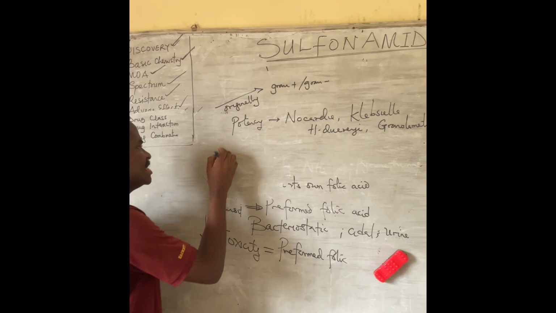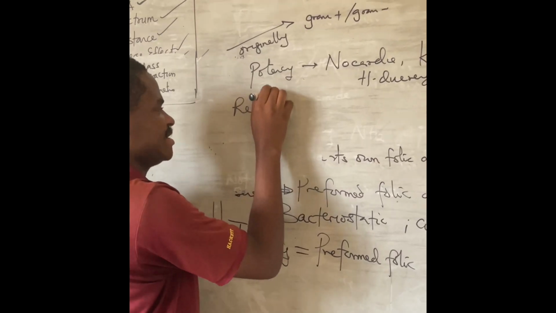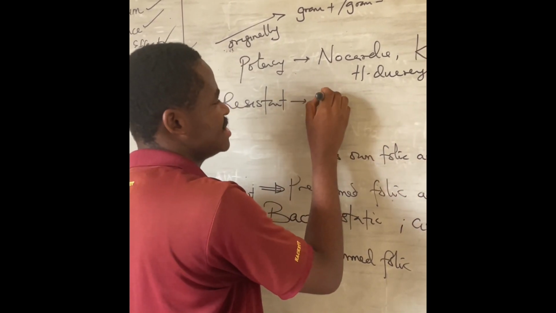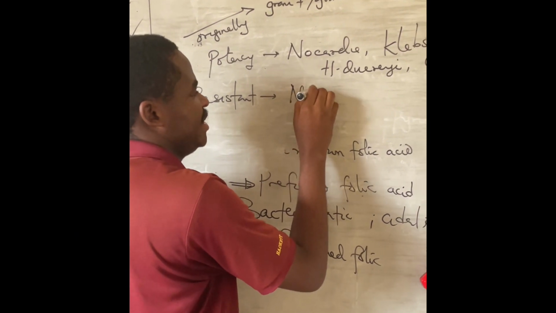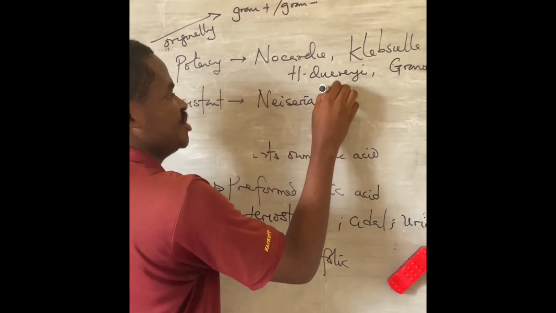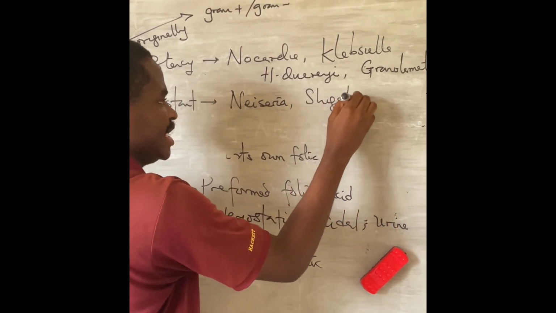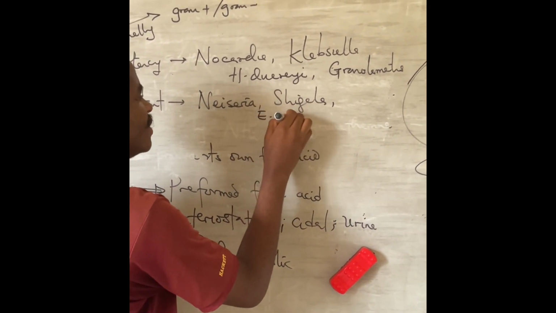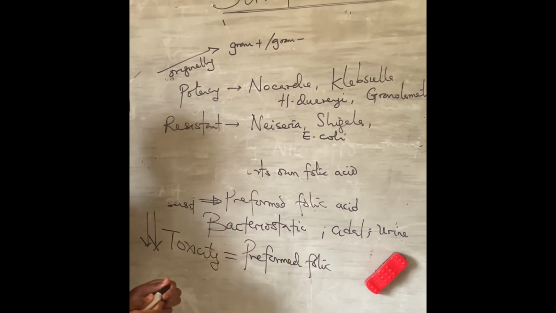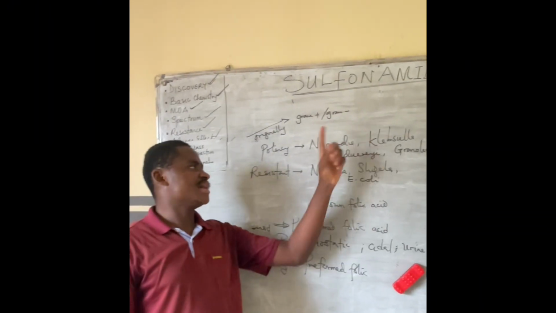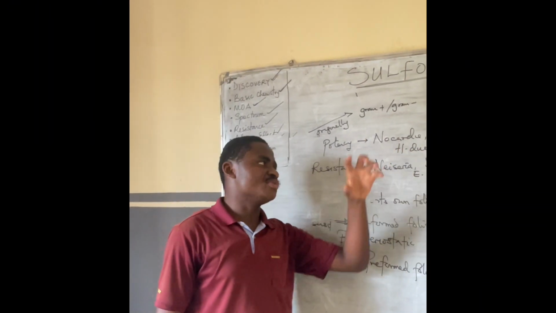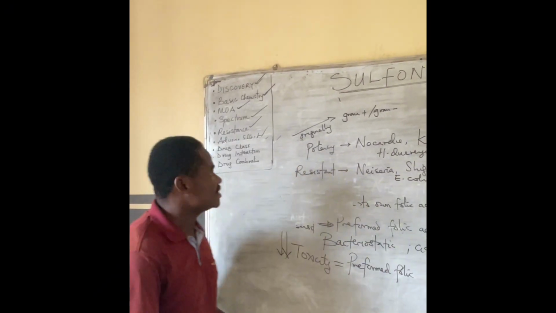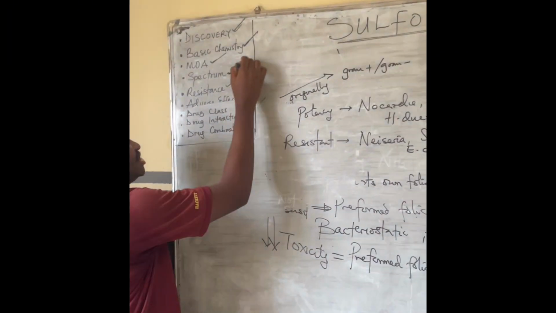Alright, resistance has also been seen in some bacteria. Where have we seen some resistance? We have seen resistance in bacteria like Neisseria, Shigella, okay? And we have also seen it in E. coli. So for your MCQs, these are something to note. Potency has been seen in Nocardia, Klebsiella, H. ducreyi, and granulomatis. Resistance has been seen in Neisseria, Shigella, and E. coli. So that is that for this spectrum.